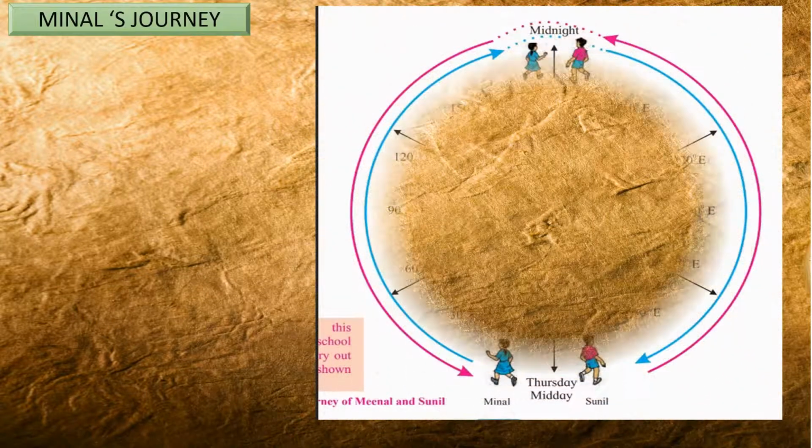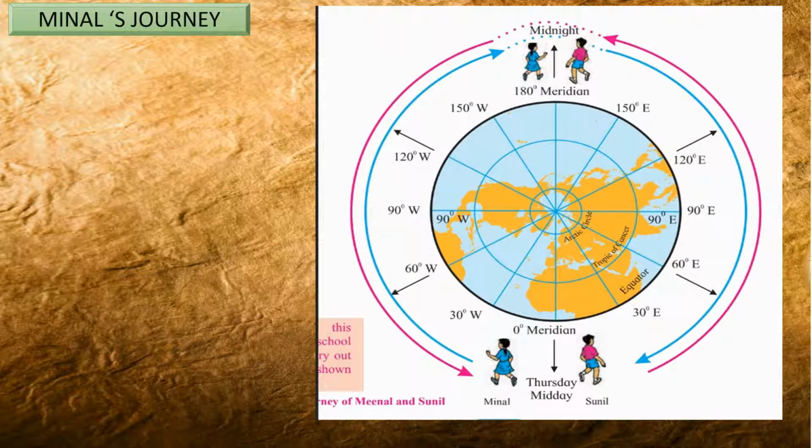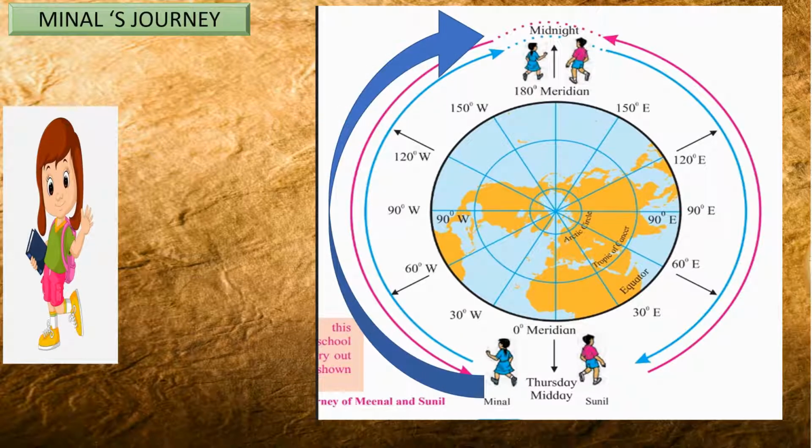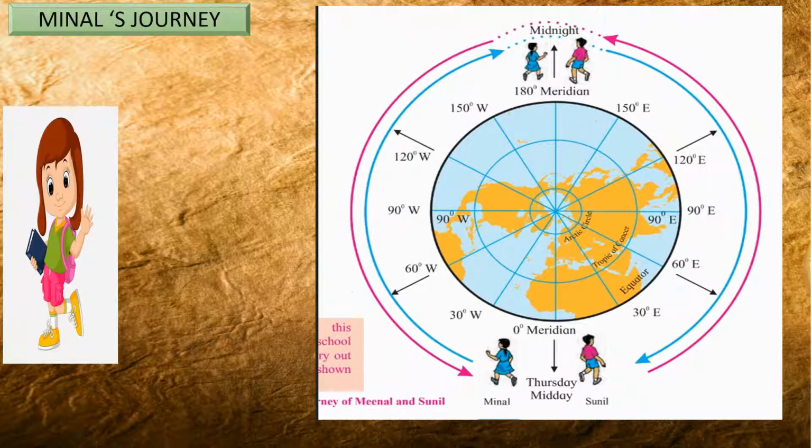First of all, let us begin Meenal's journey with the help of the image. Now students, here you can see Meenal's journey. Meenal started her journey from the 0° meridian towards the 180° meridian. Let's see her experience. So what is the timing at the 0° meridian? As you can see here, it is Thursday midday. It means Meenal started her journey from the 0° meridian on Thursday afternoon at 12 o'clock.